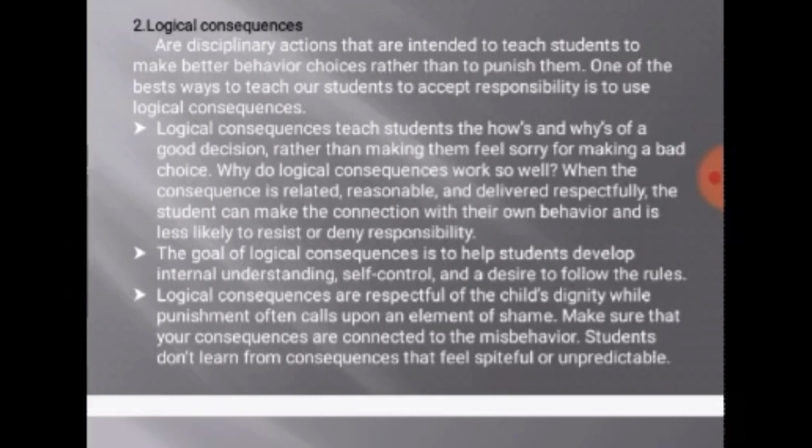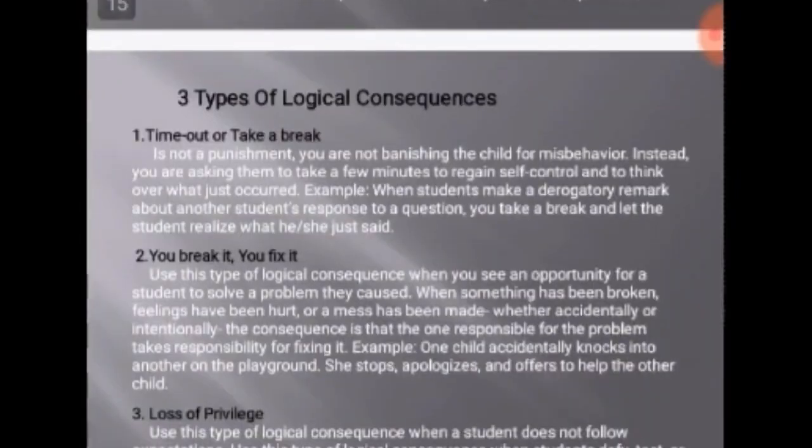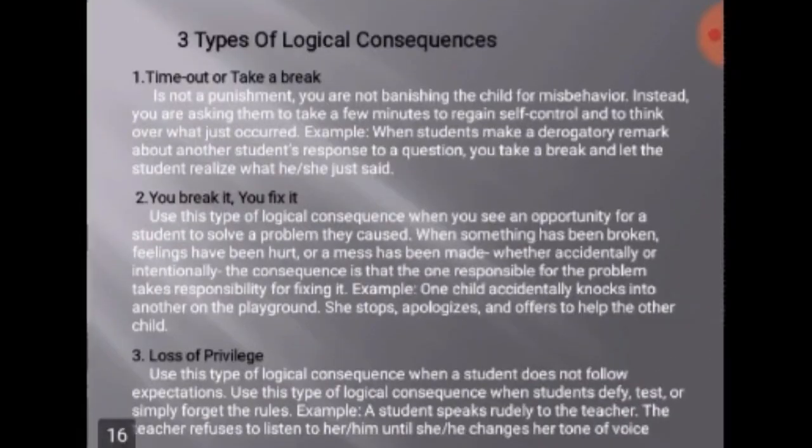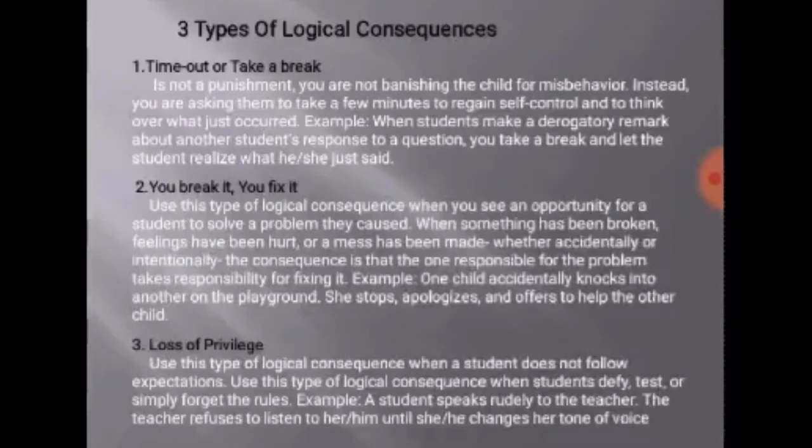Make sure that your consequences are connected to the misbehavior. Students don't learn from consequences that are spiteful or unpredictable. So there are 3 types of logical consequences. Number 1 is time out or take a break. Time out or take a break is not a punishment. You are not banishing the child for misbehavior. Instead, you are asking them to take a few minutes to regain self-control and to think over what just occurred.